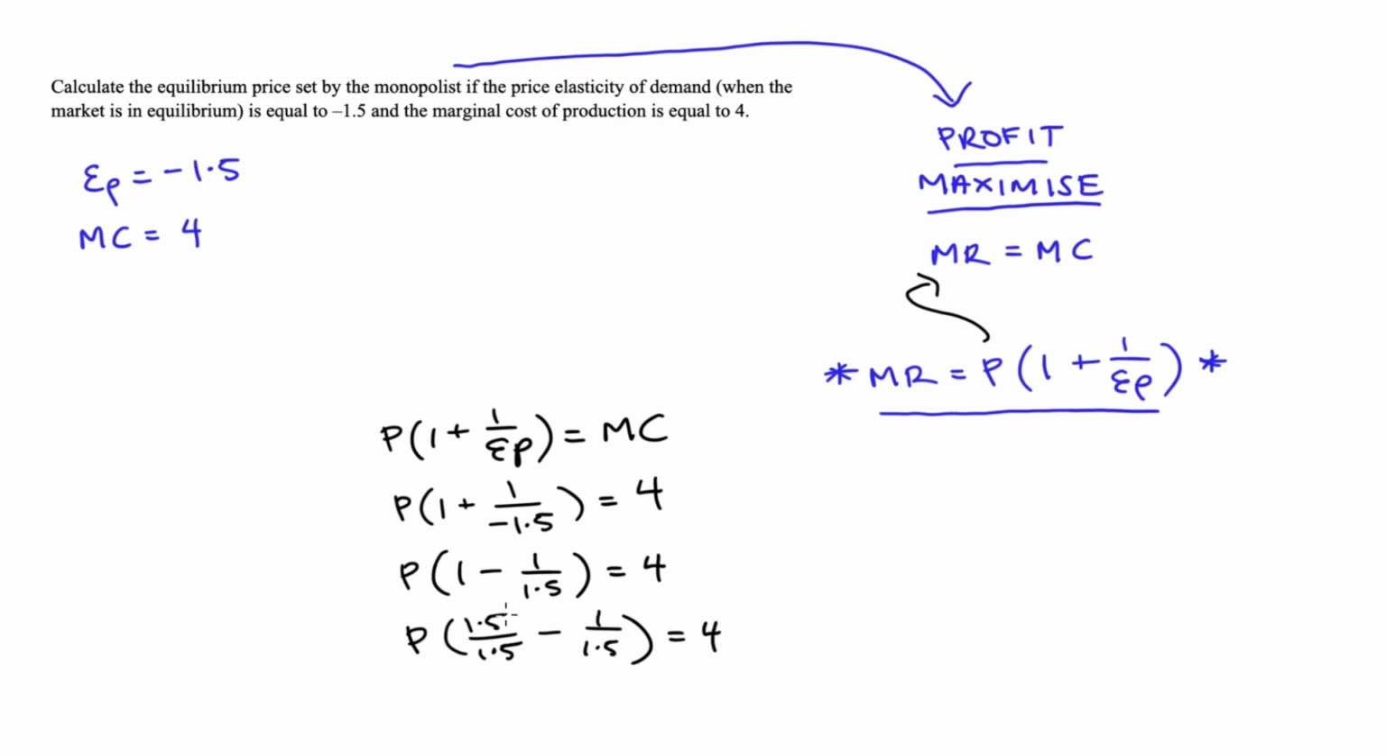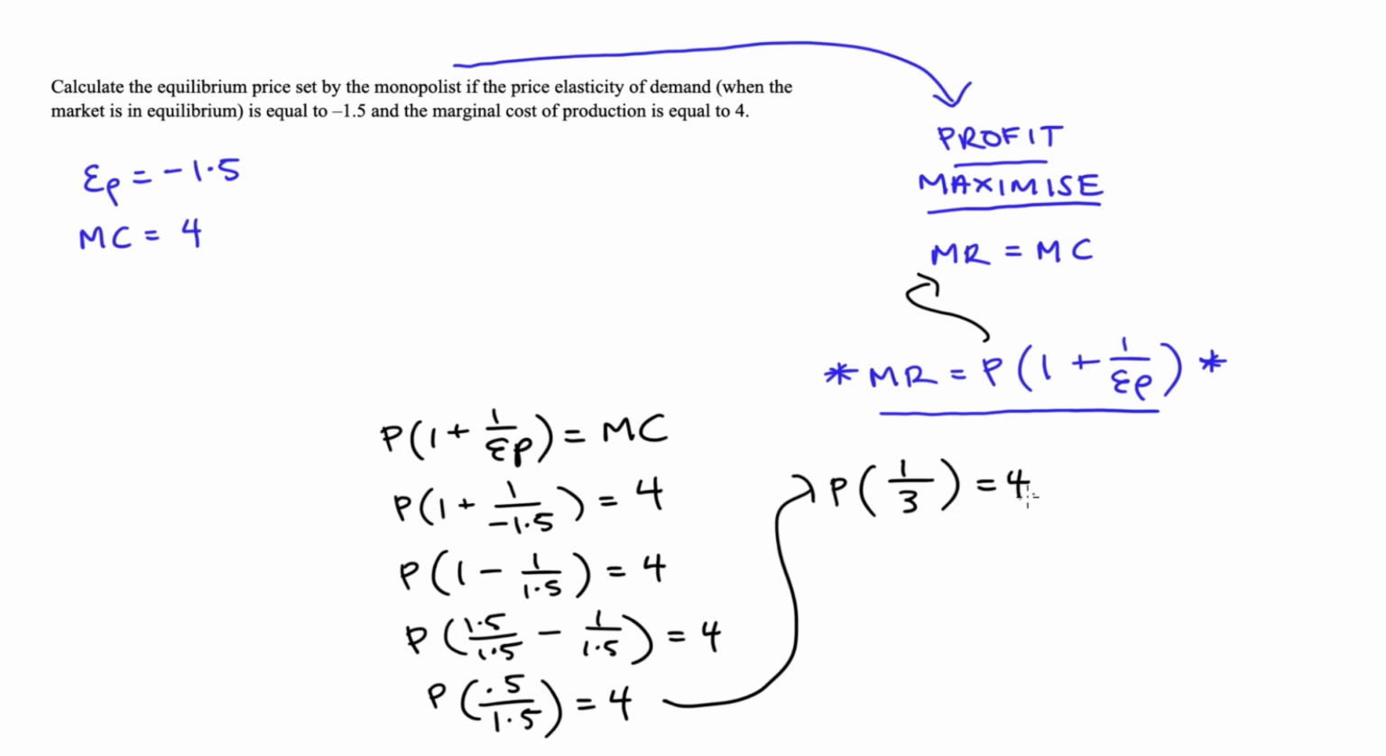Now when I do this sum, I just have to do the subtraction on the numerator and leave the denominator as is. So P times 1.5 minus 1 is 0.5 over 1.5 is equal to 4. Now 0.5 goes into 1.5 3 times, so I can rewrite this as P times 1 over 3 is equal to 4. Then it's fairly straightforward just to solve for P. Let's divide both sides by 1/3. So P times 1/3 divided by 1/3 is just equal to P, but then we have to divide 4 by 1 over 3. This is actually equivalent to 4 times 3 over 1, the inverse of here. 4 times 3 is 12, 12 over 1 is just 12.